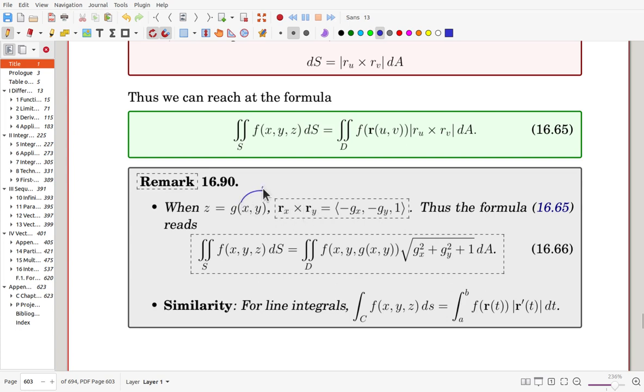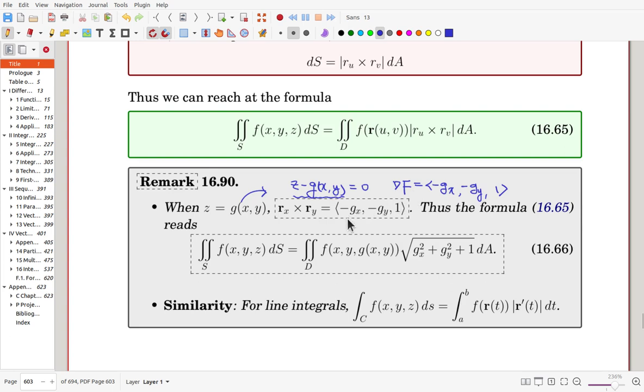So from here, you may consider z minus g(x,y) equals 0. Then this can be considered as a level surface. And for the level surface, you can get the gradient. Then that will be the normal vector. So the first component is minus g_x, the y derivative is minus g_y, and the z derivative is 1. You may try to memorize this one along with that mathematics. Okay.